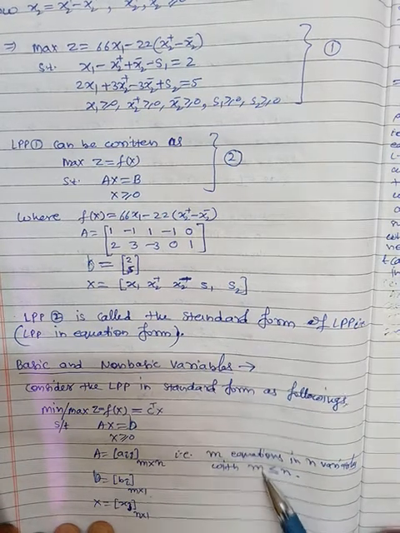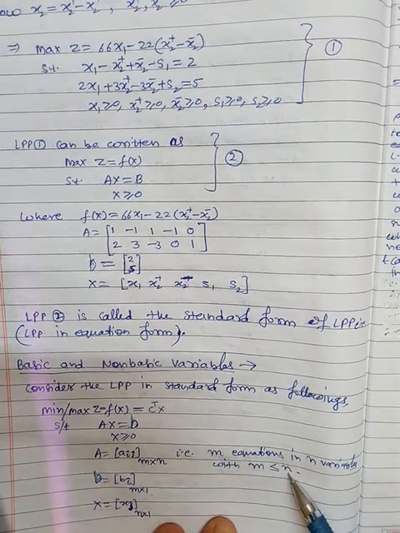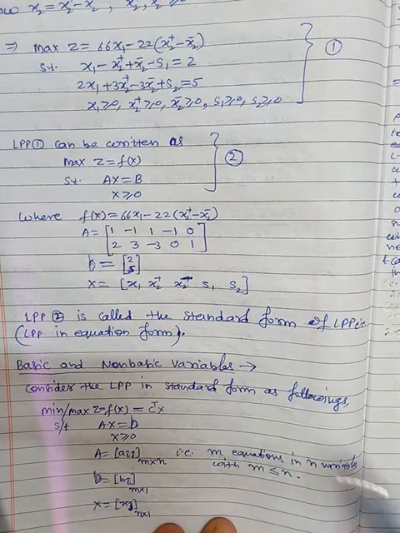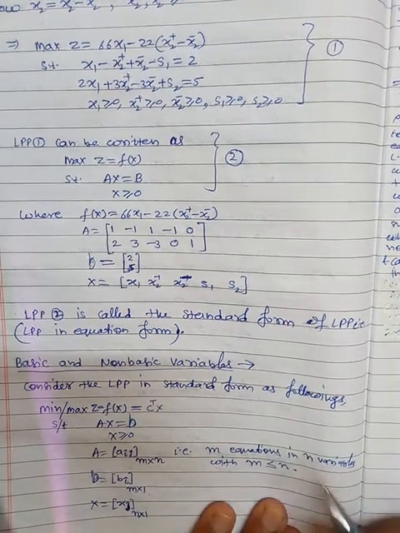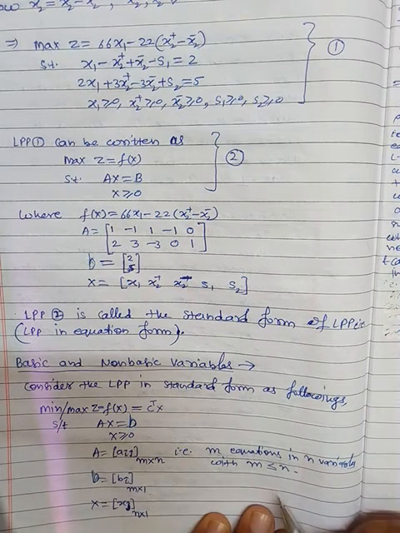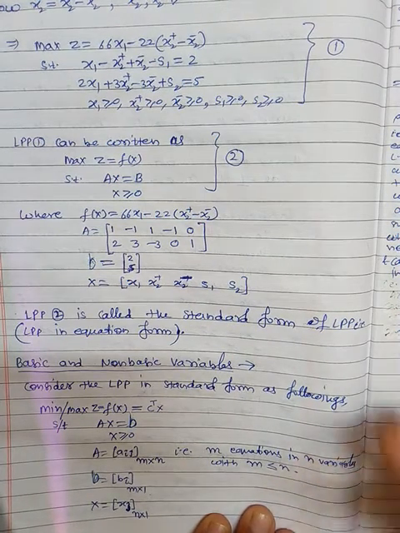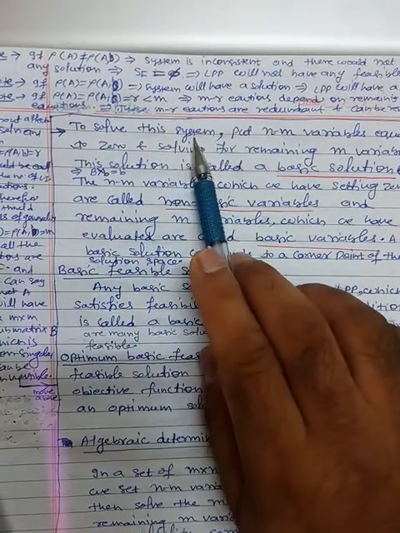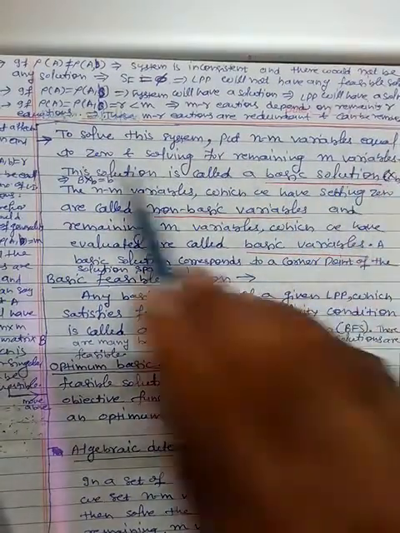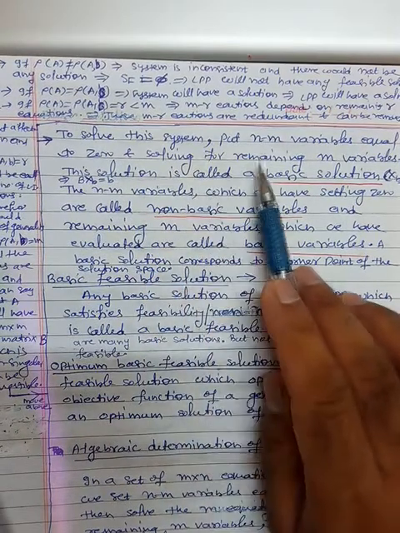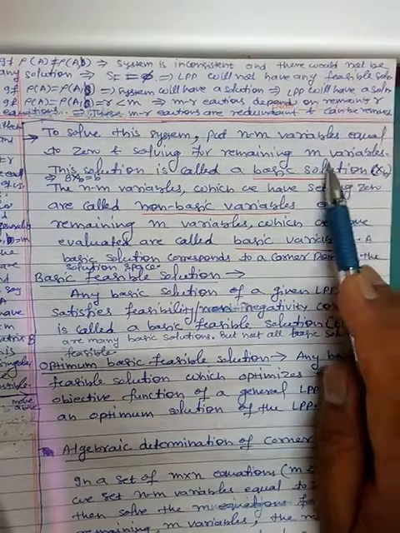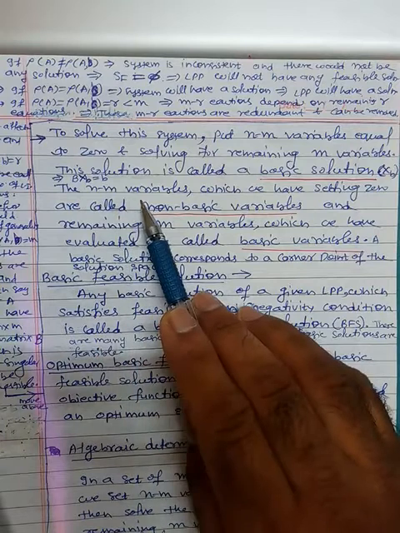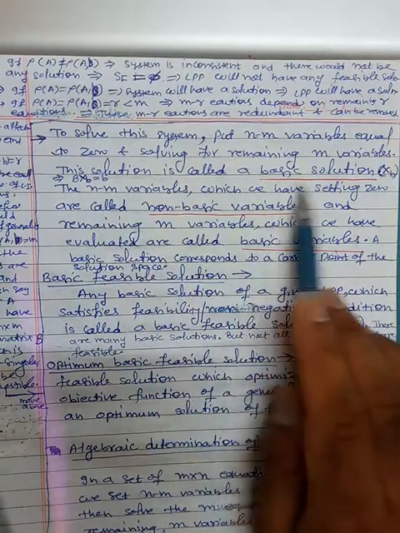Now since the number of constraints is less than the number of variables, to solve such a system we have to assign n minus m variables as 0, so that ultimately we will have m equations with m unknowns and we can get a solution. Okay, so to solve this system, put n minus m variables equal to 0 and solve for the remaining m variables. This solution is called a basic solution.